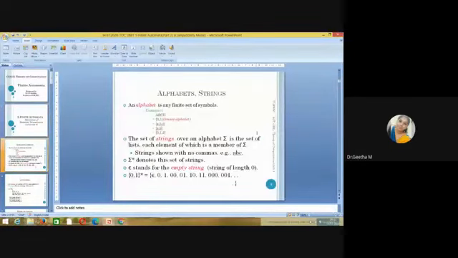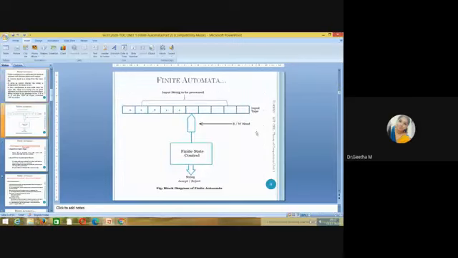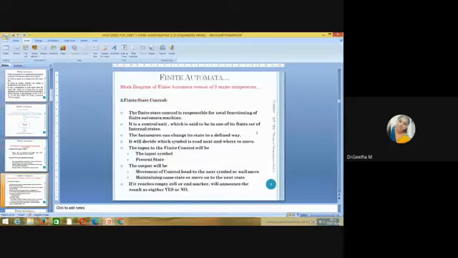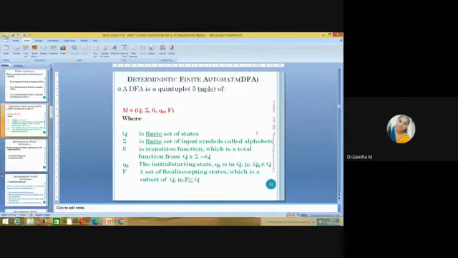I think we have covered the basics before starting TOC. I have given some basic terminologies: what is an alphabet, strings, language, then what is finite automata. This is what we have already discussed in the last class. So straight away, this is a definition. Again, I'll rush you through it.